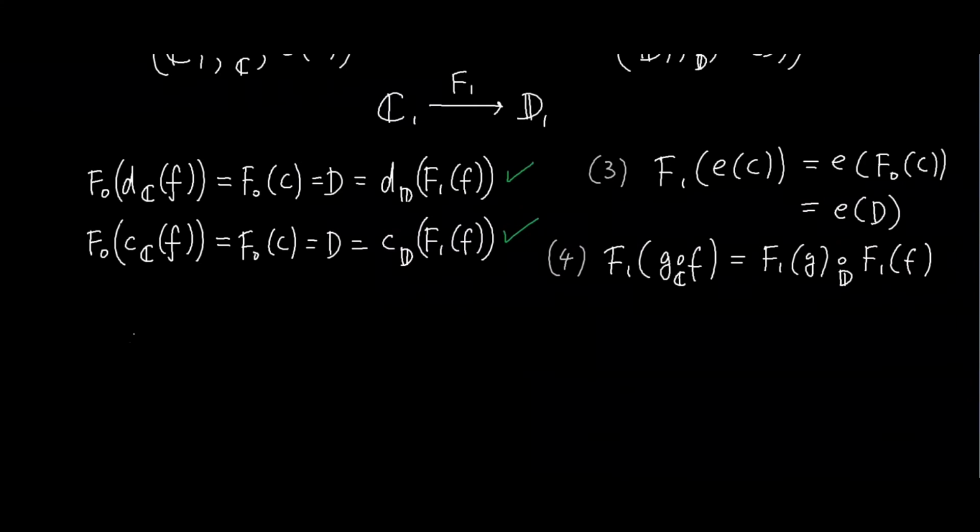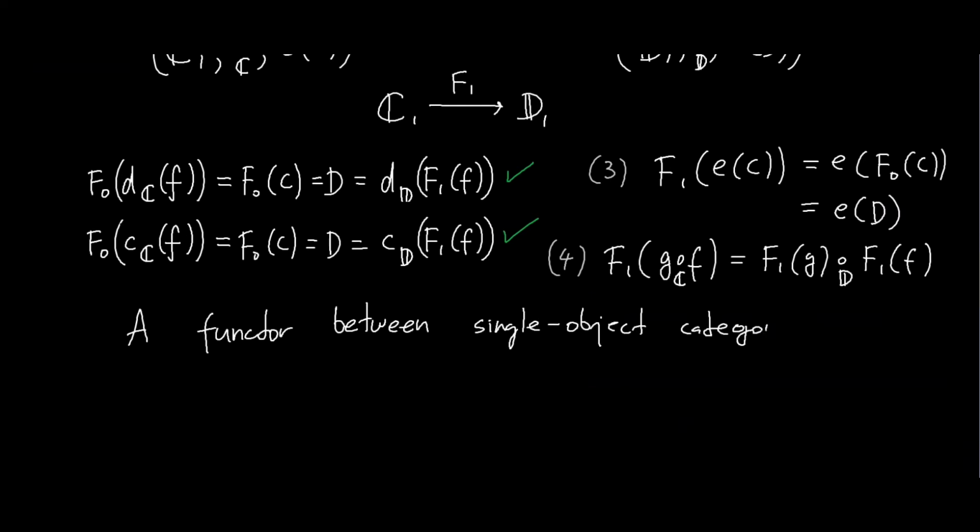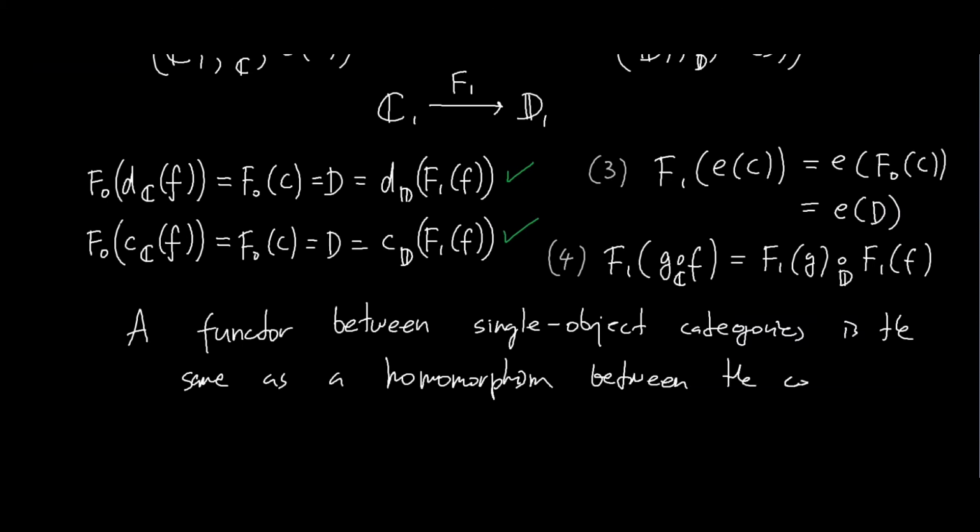So we can now say that a functor between single object categories is the same as a homomorphism between the corresponding monoids.